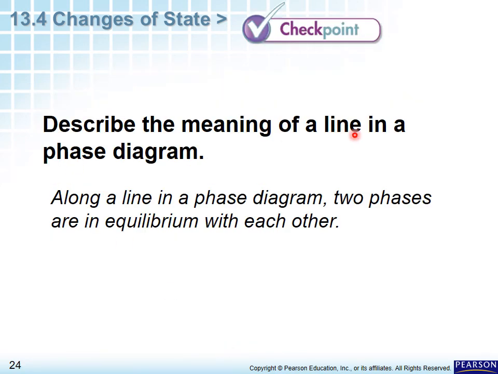Describe the melting point line in a phase diagram. Along the line in a phase diagram, two phases are in equilibrium with each other.